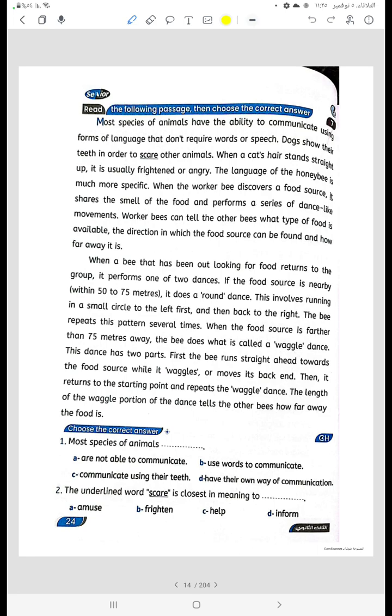هنستكمل مع بعض 100 باسج لكتاب سنيور. كنا واقفين عند القطعة رقم 7.